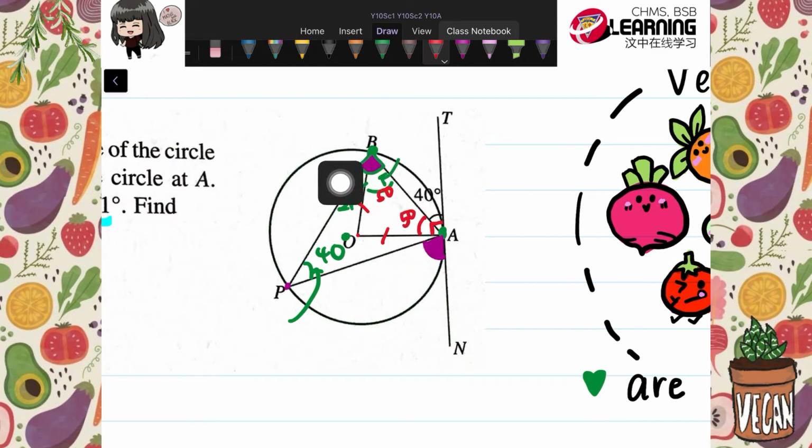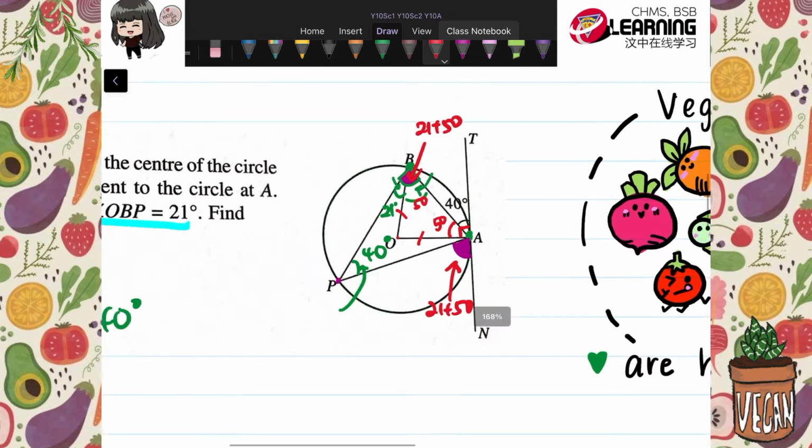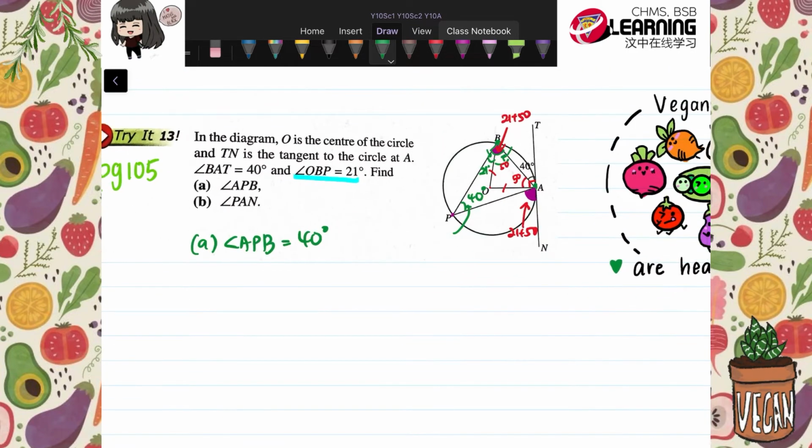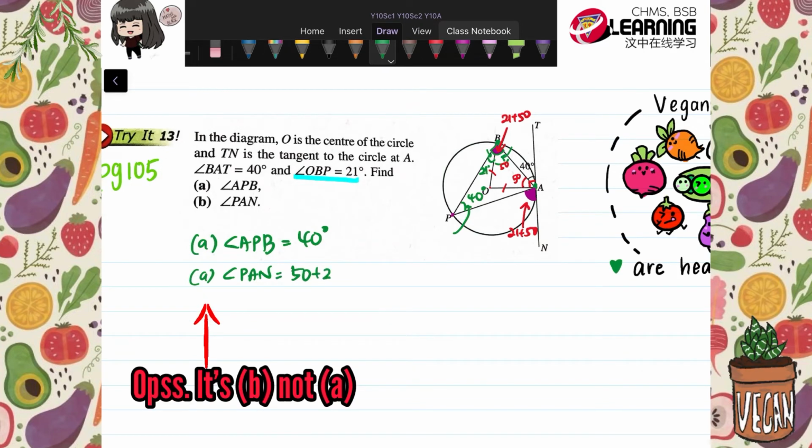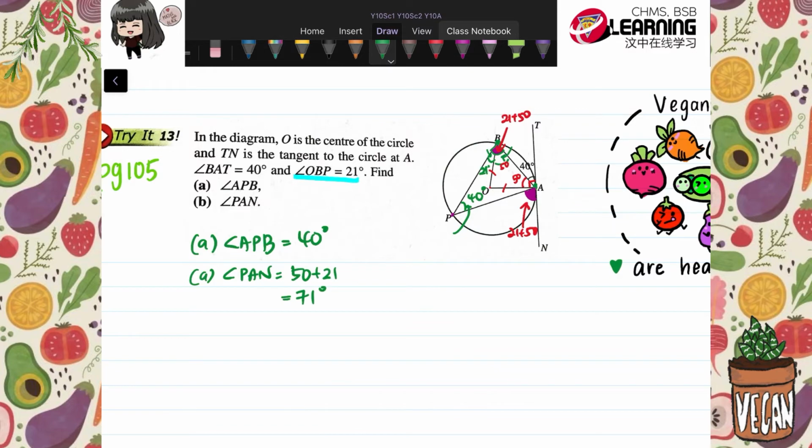So 50, this one is 21. Okay, so this angle is 21 plus 50. So meaning to say that this angle is also 21 plus 50. Okay, so angle PAN is equal to 50 plus 21 or 21 plus 50, which is 71 degree.